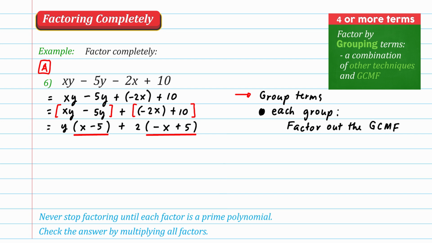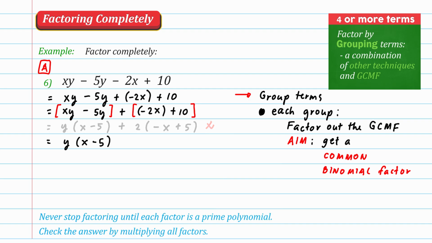They are actually opposites. Remember that our aim in factoring by grouping is to get a common binomial factor which we can later factor out. So, with 2 factored out, we reach a dead end. So, we can adjust the GCMF to match the binomial. Let's go back, copy the first part, and adjust our factoring for the second group, negative 2x plus 10.